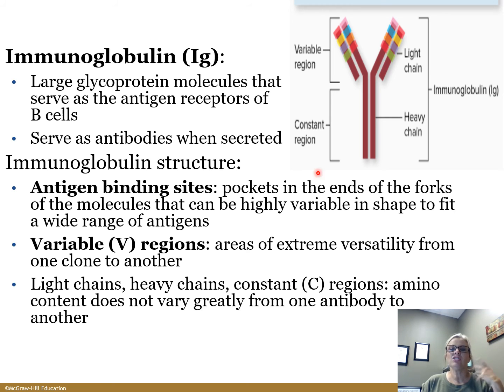So they have these antigen binding sites, which are pockets in the ends of these forks up here on the molecules that can be extremely variable, as we already said, and so that shape is to fit a wide range of different antigens. Okay, so those variable regions are extremely versatile and different from one clone to another. We have what we call light chains and heavy chains. Okay, this is the light chain here, and these are the heavy chains here. Okay, we have our constant region that we looked at, and then the variable regions up here.